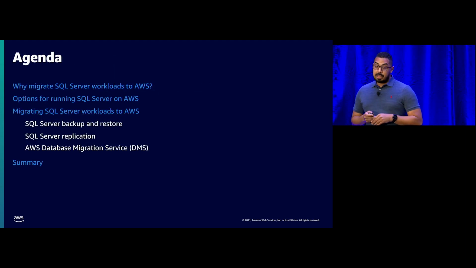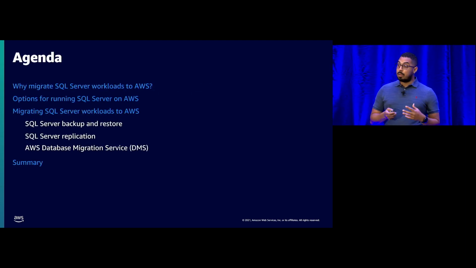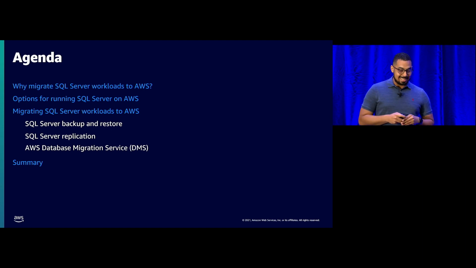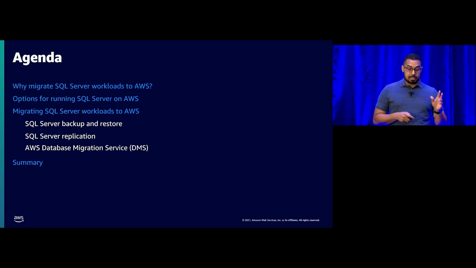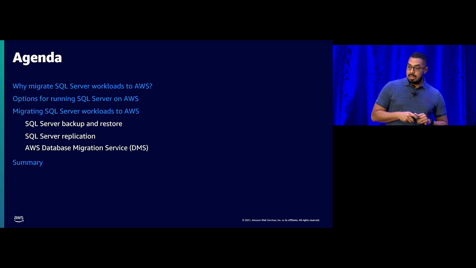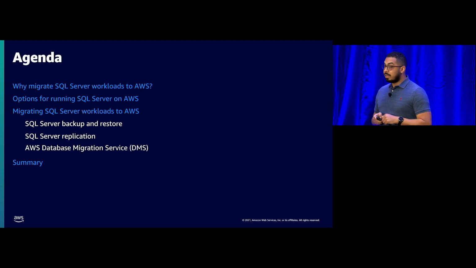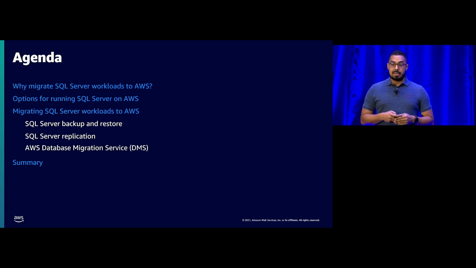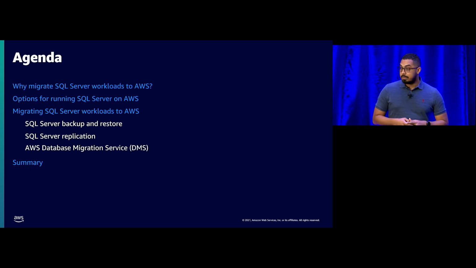So here's our agenda for today. We'll start by talking about why you would like to migrate your databases, options for running your databases on SQL, options for running your SQL Server on AWS, migrating SQL Server workloads, specifically the 3 main options, which are SQL Server Backup and Restore, SQL Server Replication, and Database Migration Service. So the 3 big topics we'll cover, and then we'll wrap up at the end. As Jan mentioned, if you have any questions, feel free to go up to the mic, ask a question. More than happy to spend a few extra minutes diving deep with you all. Okay?